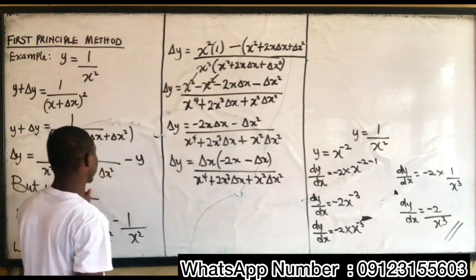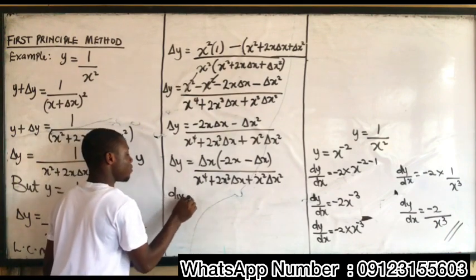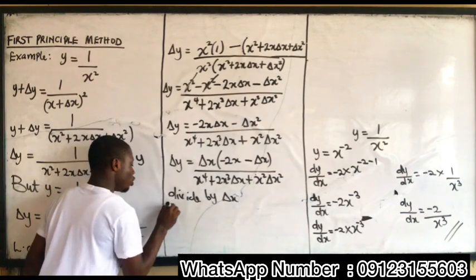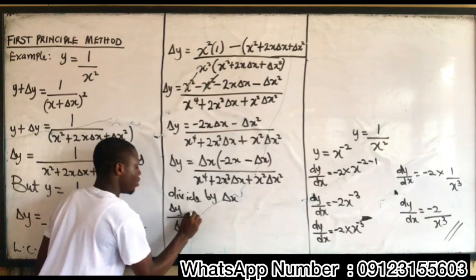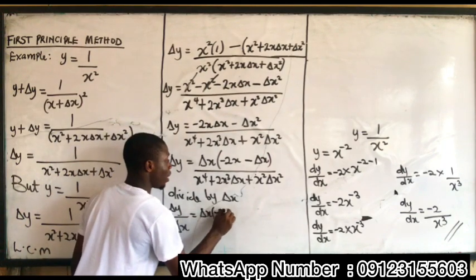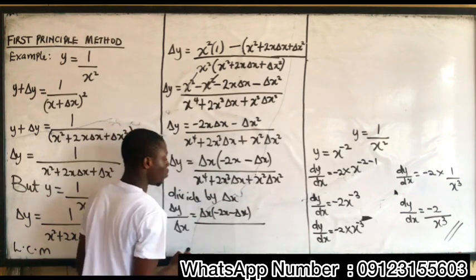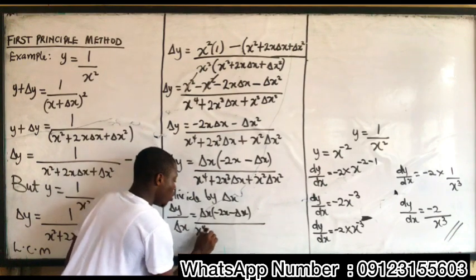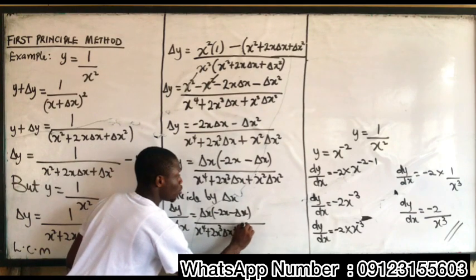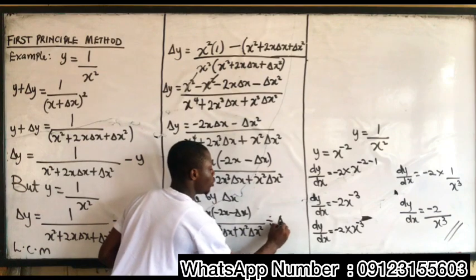Afterwards, taking y to the other side, the next step is to divide through by change in x. That becomes change in y over change in x equal to change in x into minus 2x minus change in x, over x to the power 4 plus 2x cubed change in x plus x squared change in x squared, divided by change in x.